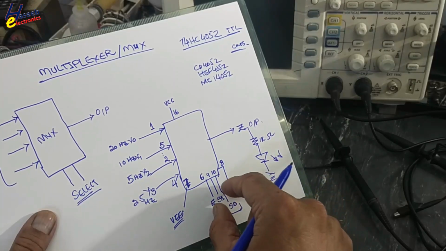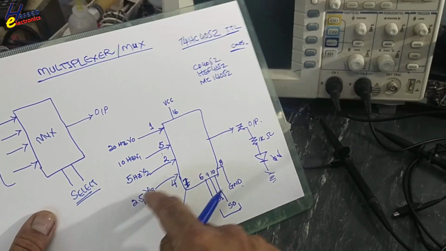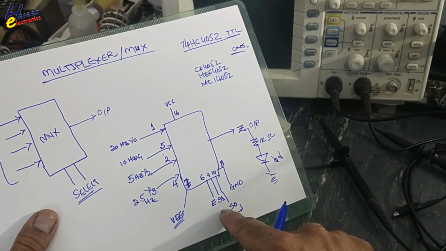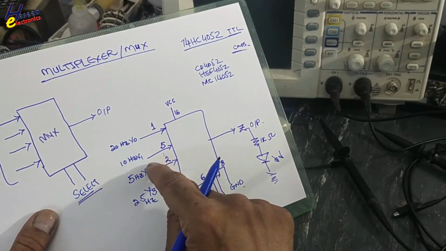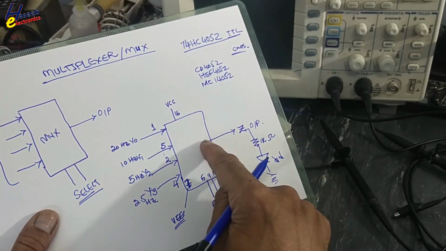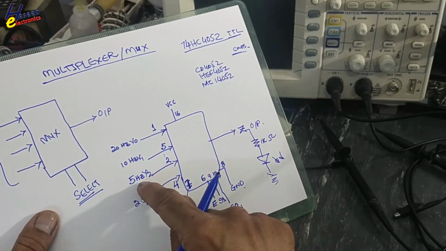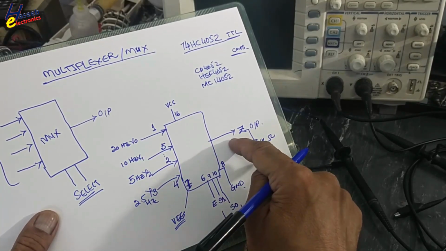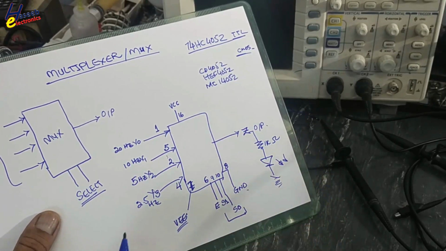So by controlling these signals, we will select different frequencies in the output. I will provide an automatic signal to select these inputs one by one at specified intervals. That time we will receive 20 Hz, then 10 Hz, then 5 Hz, then 2.5 Hz at specified periods.